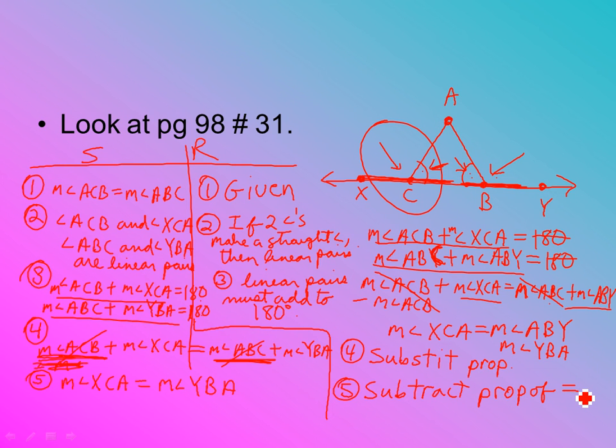I subtracted the same thing. Those two angles were both the same, and I subtract them from the two sides of the equal sign. And that would be our two-column proof. I know that's sort of ugly, but that's one that I just wanted to go over to show you real quickly.